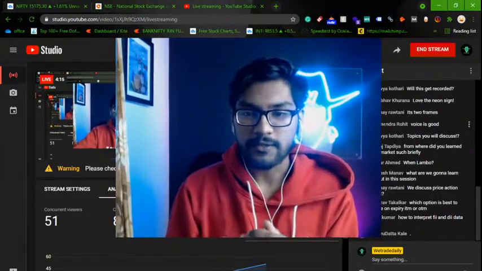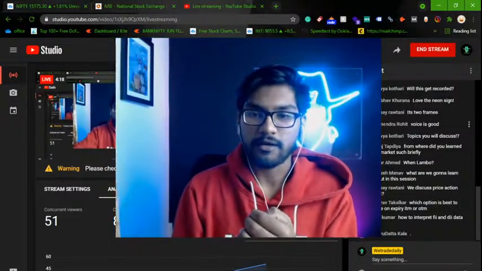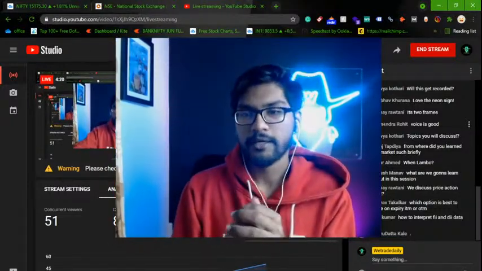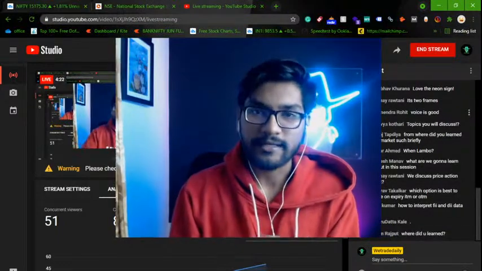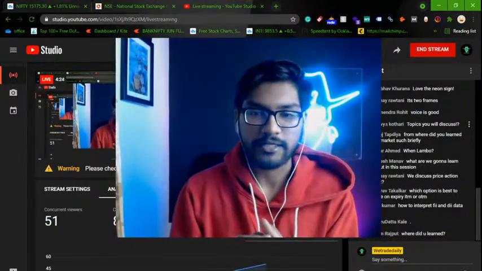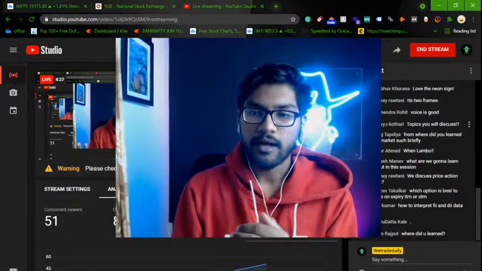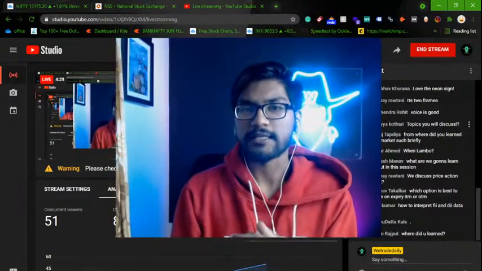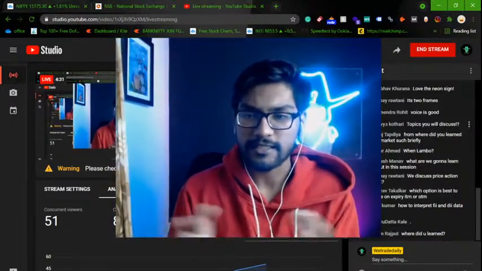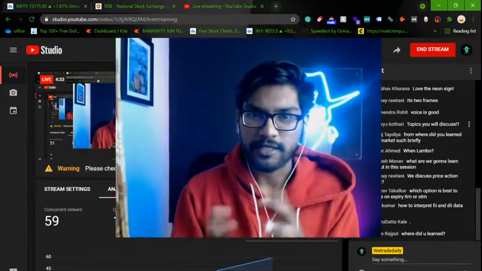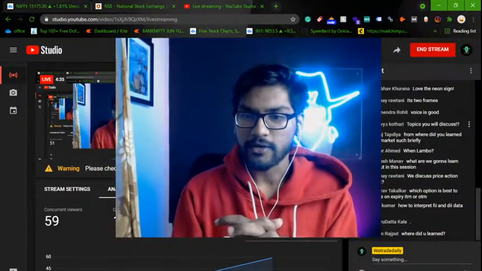Which option is best to trade on expiry? Is it in the money or out of the money? For sure, in the money. During expiry, the theta decay is very high, so out of the money is never recommended. How to interpret FIIs and DIIs data? Just go to Google search for FII and DII data, you'll get it. Money Control does that.